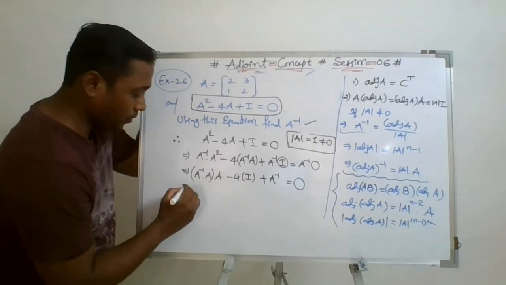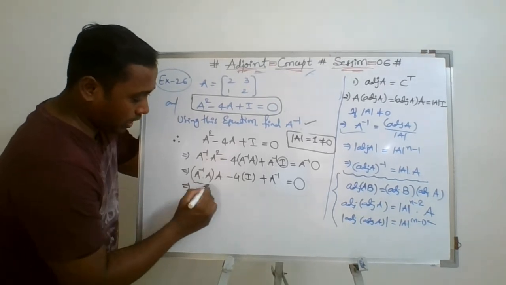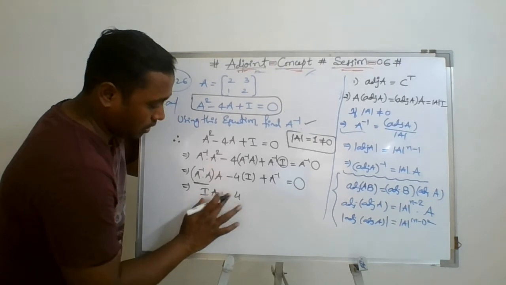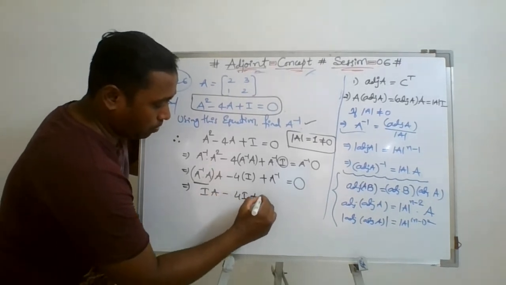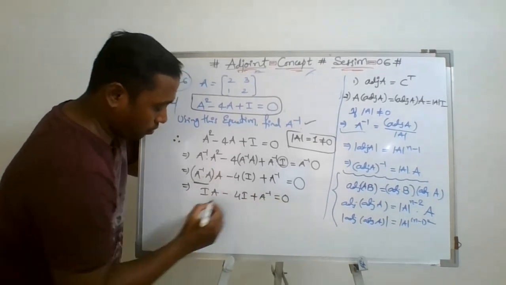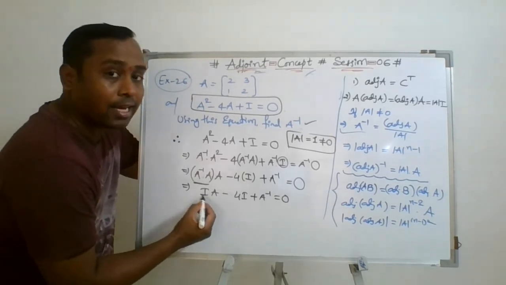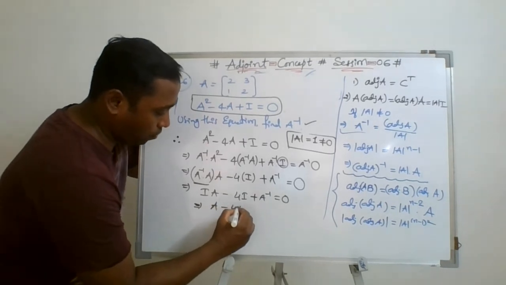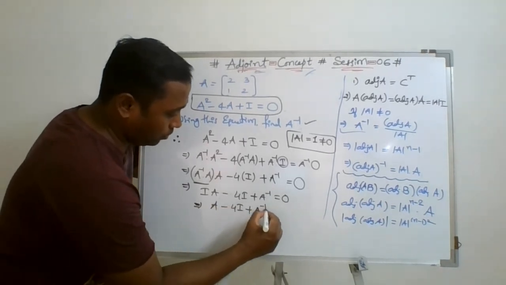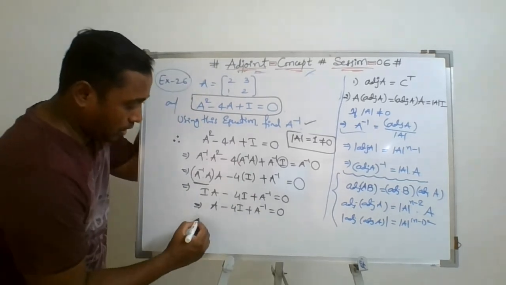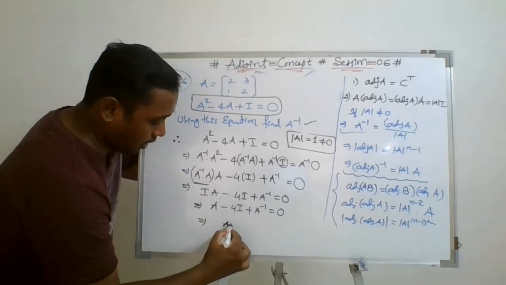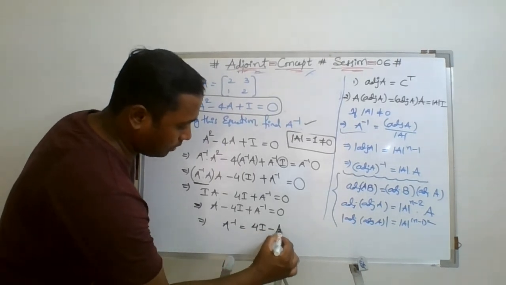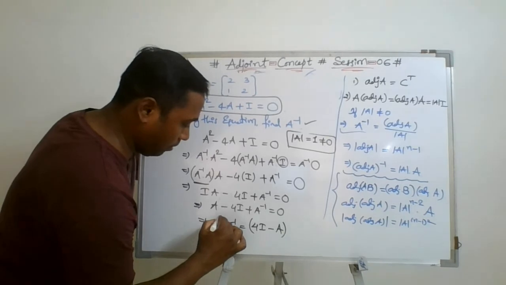Now again, A inverse into A is reduced to I into A, minus 4I plus A inverse equal to 0. I into A is again A, hence A minus 4I plus A inverse equal to 0. Hence, finally, A inverse is given by 4I minus A. Are you getting me?